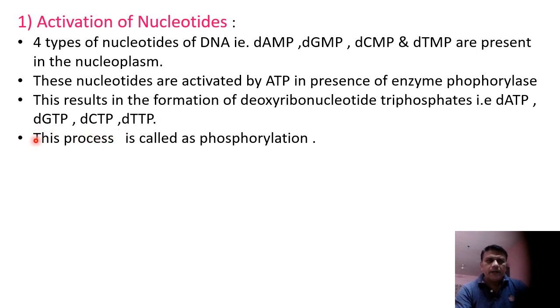As ATP is used for the activation of nucleotides, the process is called phosphorylation. That is, phosphate is added, hence it is called phosphorylated. And these activated nucleotides are used to produce a long polynucleotide chain, resulting in the formation of a new strand.